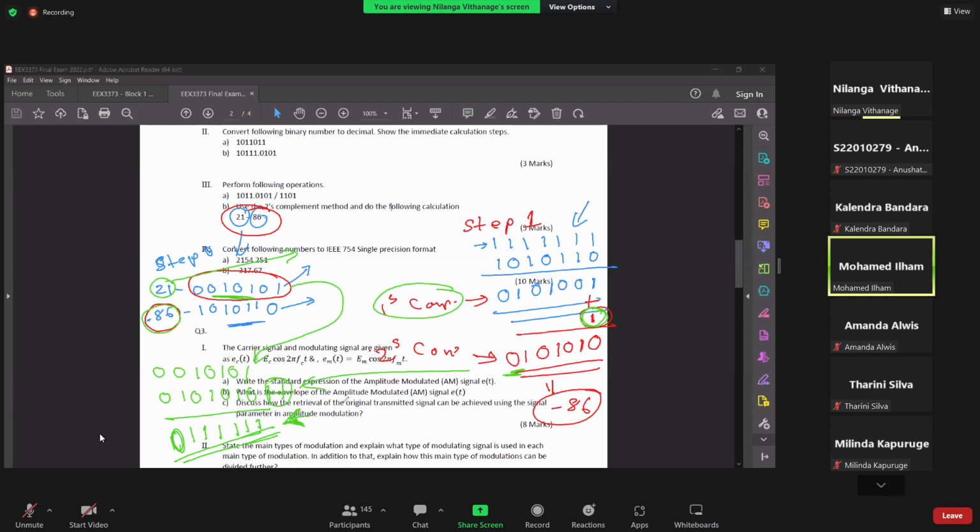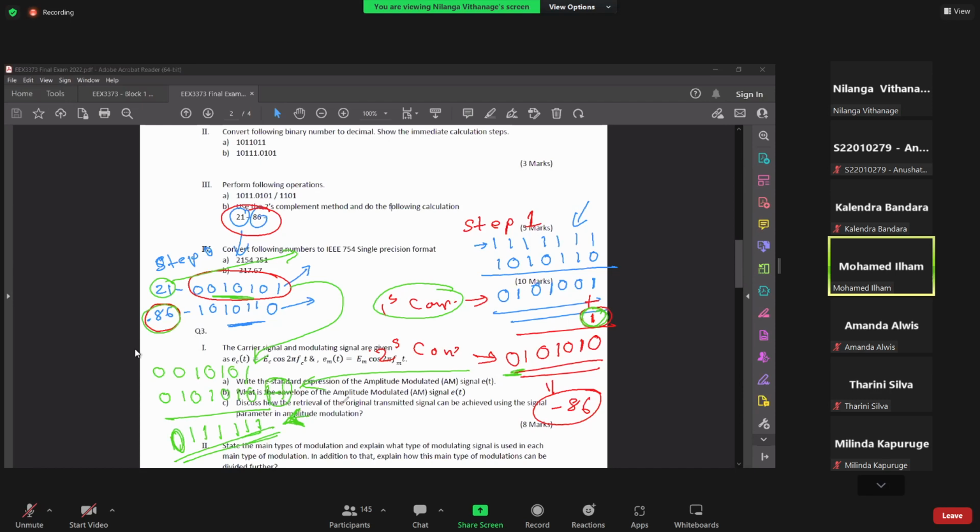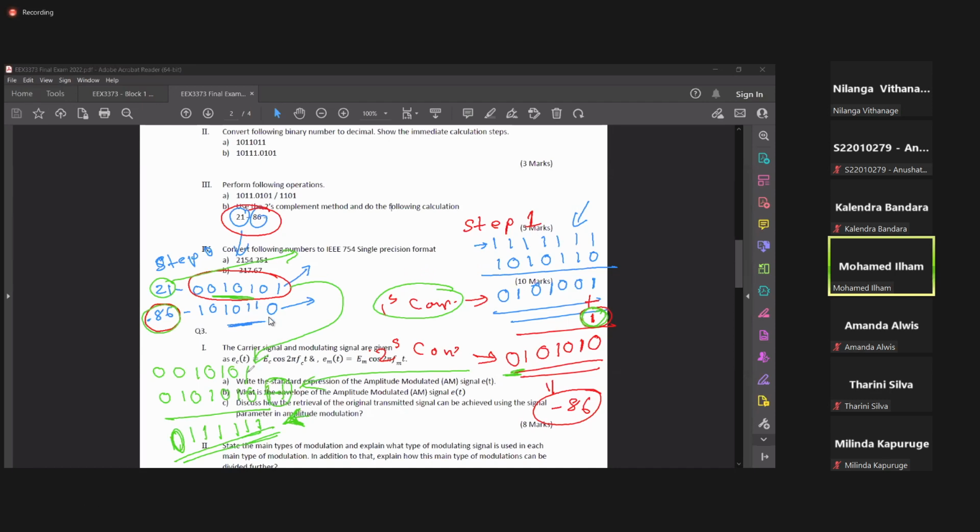Yes, I have a doubt. 21 is 0 0 1 0 1 0 1 and minus 86 is 0 1 0 1 0 1 0. But the last bit of 21 is a 1 and the other is a 0. Then how do we add the last bit, the 0 and the 1?